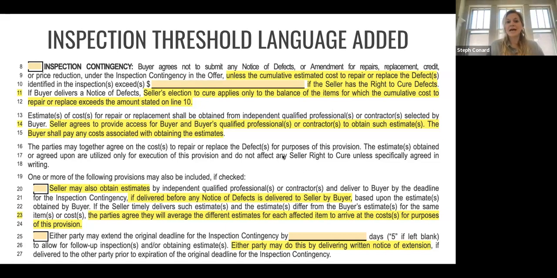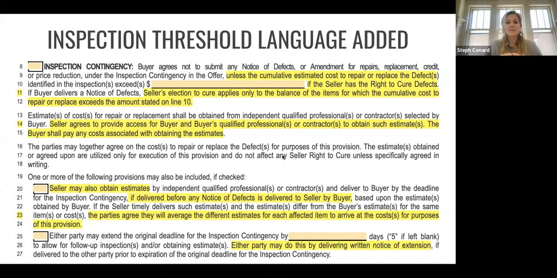So a buyer agrees not to submit any notice of defects or amendment for repairs, replacement, credit, or price reduction under the inspection contingency in this offer, unless the cumulative estimated cost to repair or replace the defects identified in the inspections exceeds a certain dollar amount. So a buyer might say 5,000 here, they might say 10,000 here, but they're saying right up front, I'm not going to attempt to negotiate with you, Mr. Seller. I'm not going to send a notice of defects if those repairs fall under this $5,000 threshold.